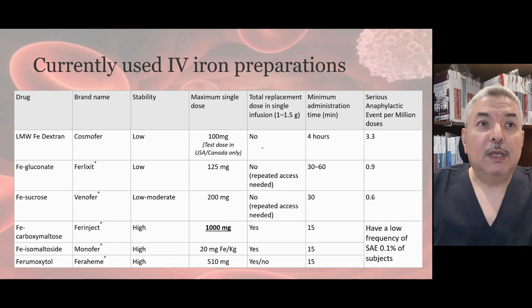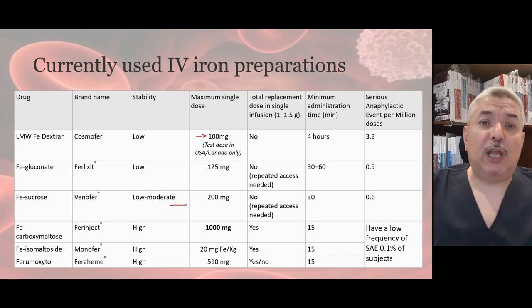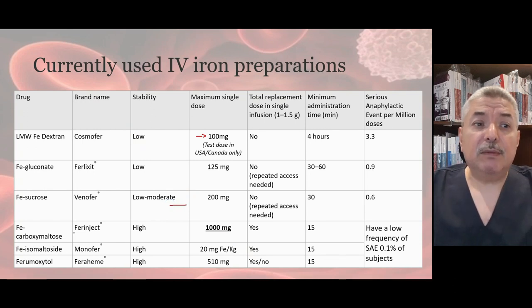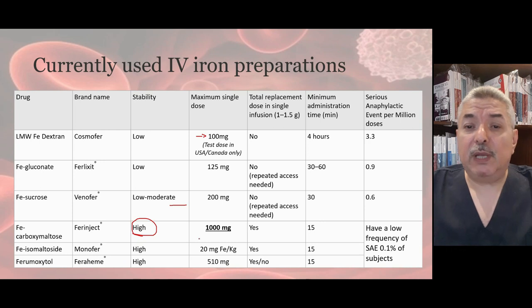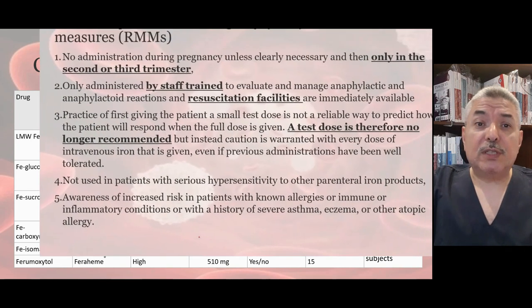So in this table, you will find the maximum dose of low molecular weight dextran, for example, is 100 milligrams, while the maximum dose for iron sucrose is 200 milligrams per infusion, which is 2 ampoules in 200 milliliters saline over 20 minutes. And the maximum dose for the ferinject, which is the highly stable carboxymaltose, is 1000 milligrams. So this is the idea of the maximum dose. We don't use a test dose, as I said.